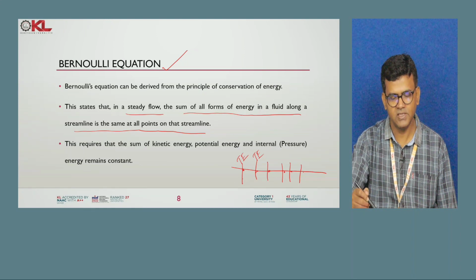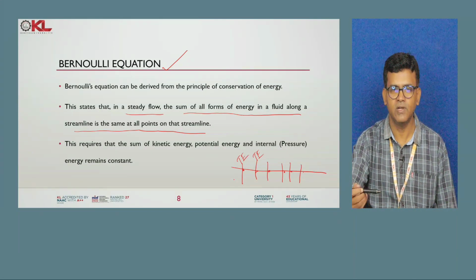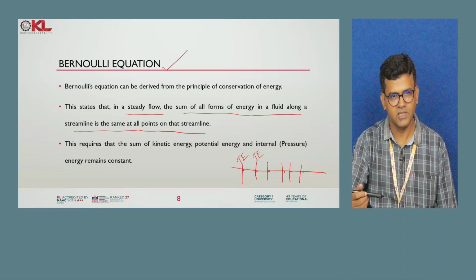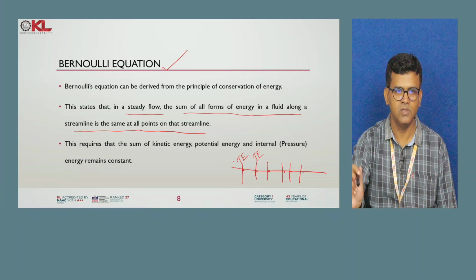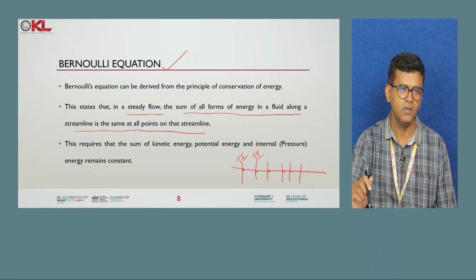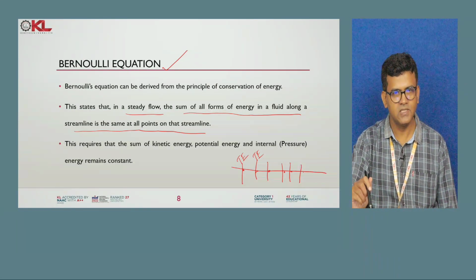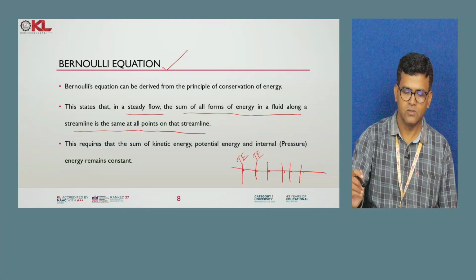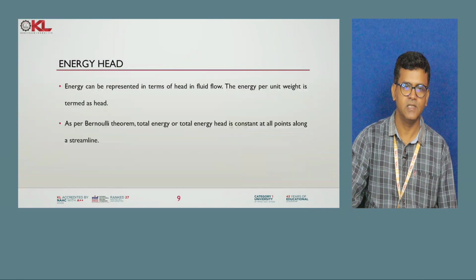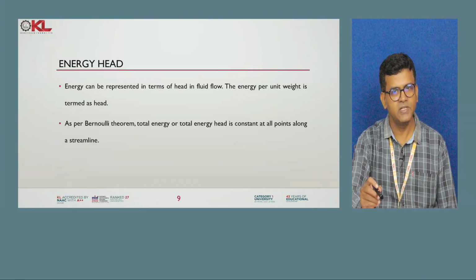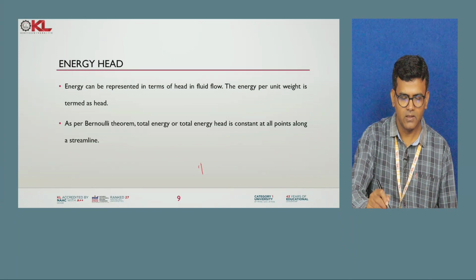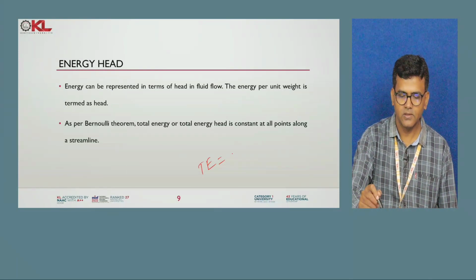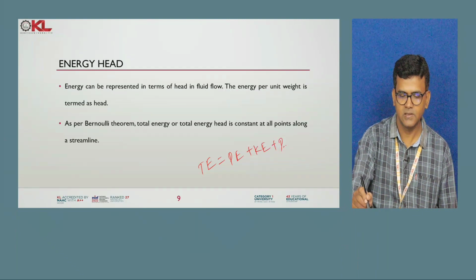The form of the energy may change. Whatever the energy is there, their values may change, but the total energy will be the same at all the points in that streamline. Total energy is the sum of the kinetic energy, potential energy and the pressure energy. So we can write, you can see here, the total energy can be written as the potential energy, kinetic energy and the pressure energy.